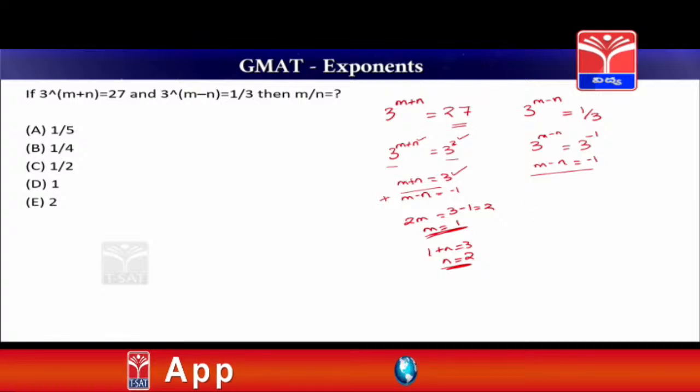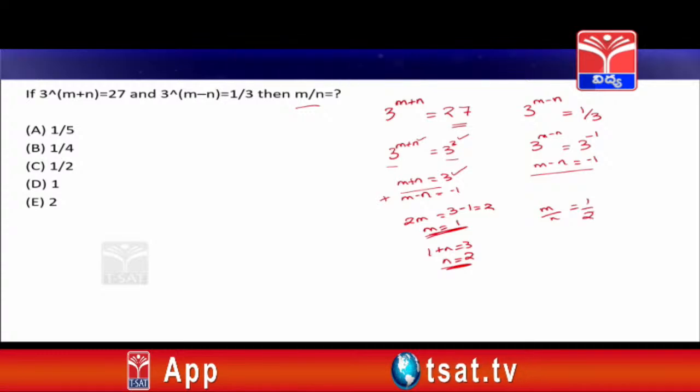And what did they ask us? They asked us what is m by n. m by n will be 1 by 2, which is option C. Let's look at the next question.